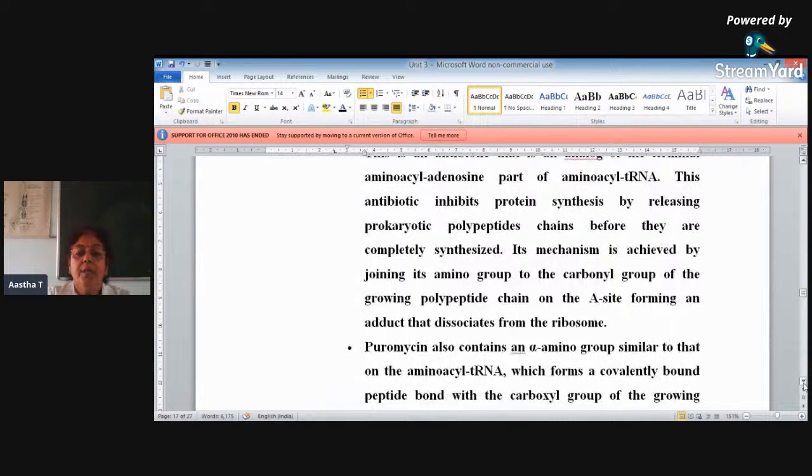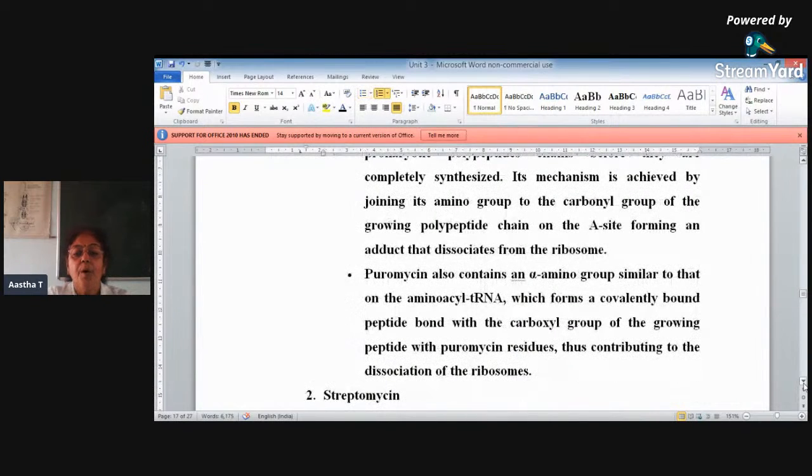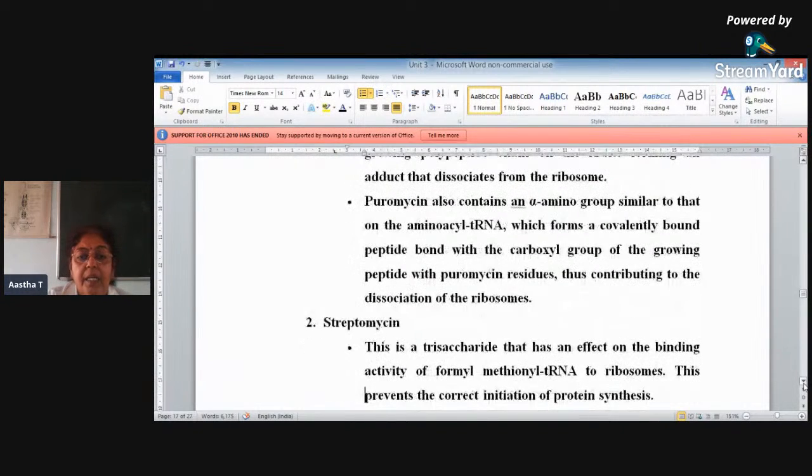Before even a small fragment is formed, termination will occur. This puromycin also contains an alpha amino group similar to aminoacyl tRNA, and this helps in the formation of a covalent bond, which forms a peptide bond with the carboxyl group of the growing amino acid. Suppose 5-6 amino acids have been synthesized and puromycin suddenly comes there, its alpha amino group will attach to the carboxyl group of the growing chain and termination will occur right there. So the complete polypeptide chain will not be synthesized.